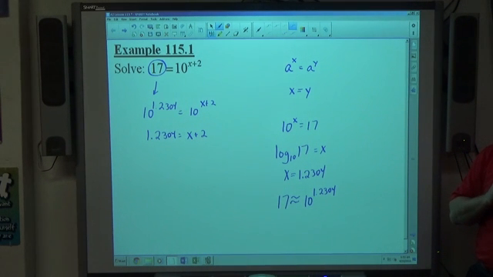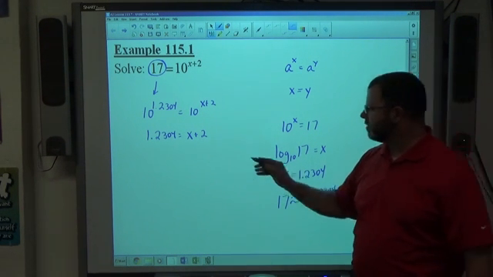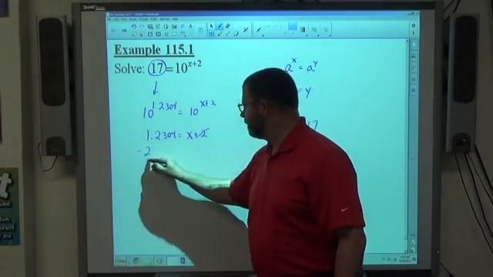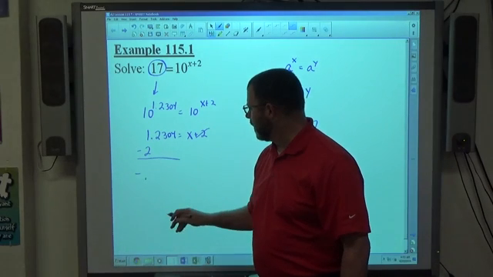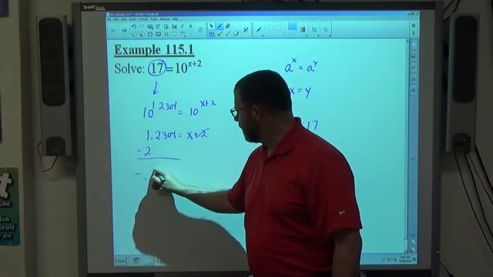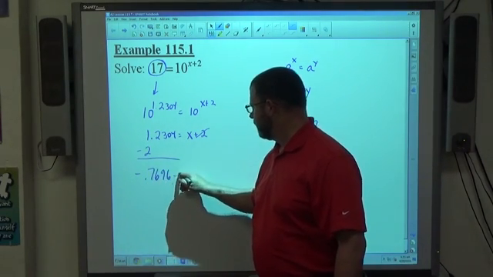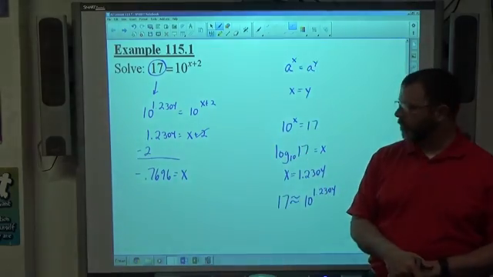And then all we have to do to get x is just move the 2 to the other side. 2 minus 1.2304, make the answer negative. We're going to get 0.7696. So negative 0.7696 equals x.